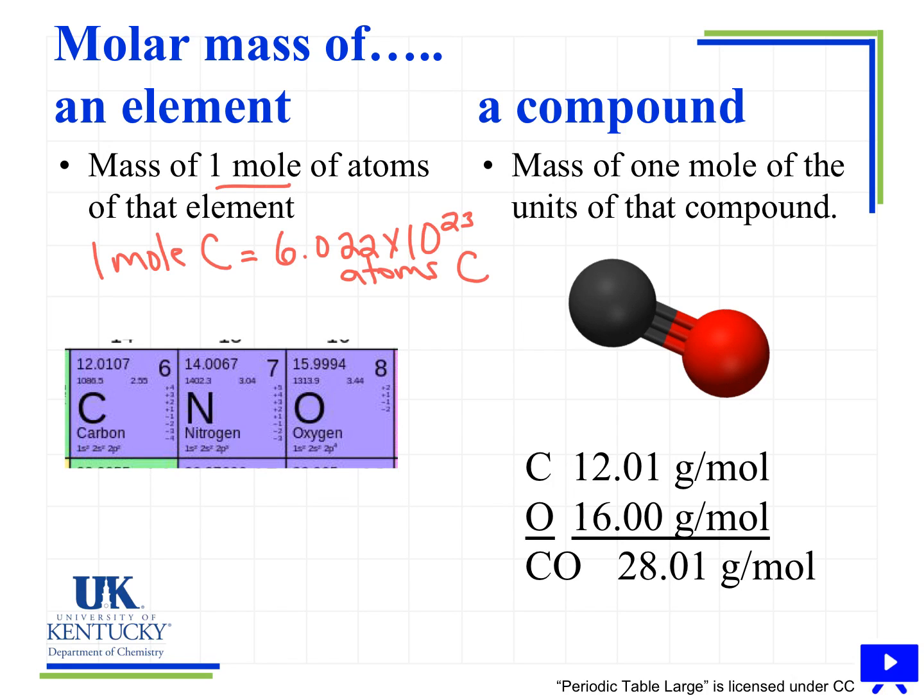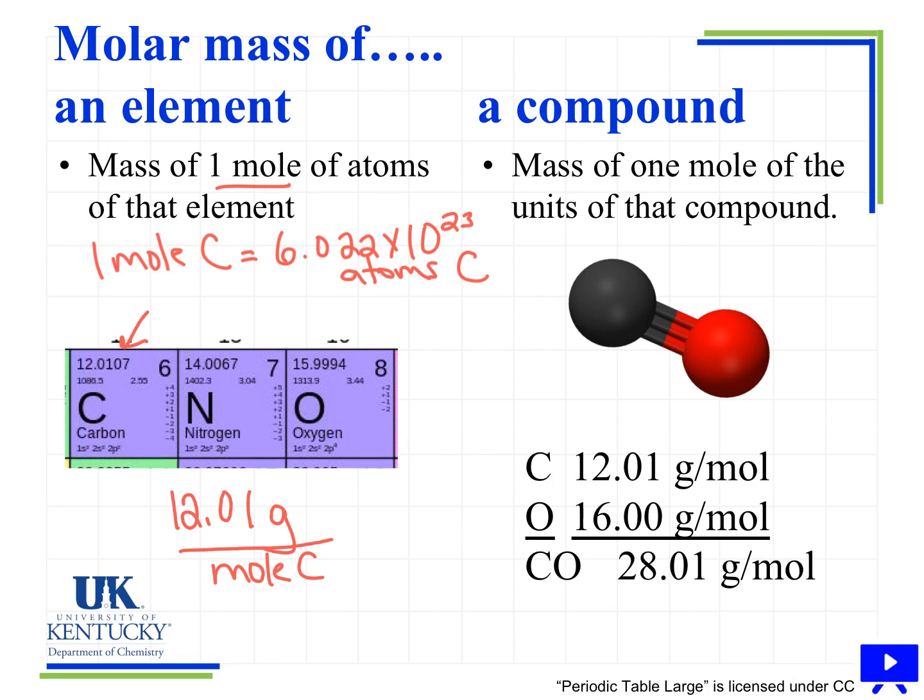So I look at the periodic table, and for carbon, I'm going to look at its atomic mass. That's here on the top in this particular diagram. If I have 1 mole of carbon, that means I have 6.022 times 10 to the 23rd atoms of carbon, and it has a mass of 12.01. I'm going to round this to 2 decimal places. 12.01 grams. And we represent that by saying 12.01 grams per mole of carbon.